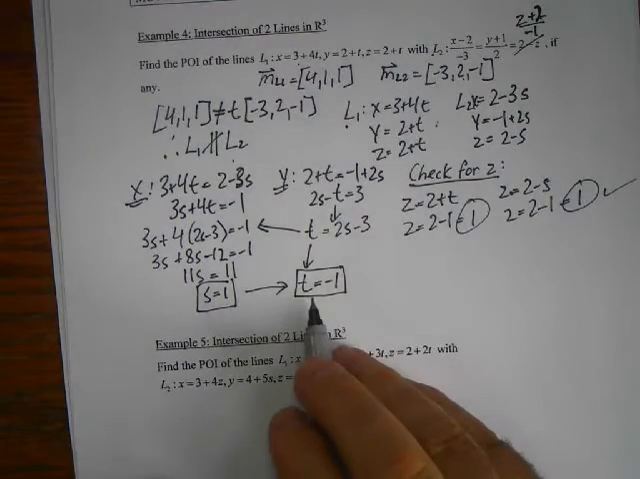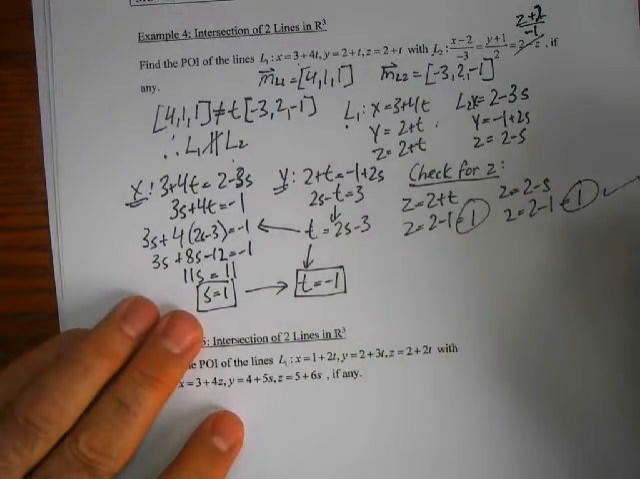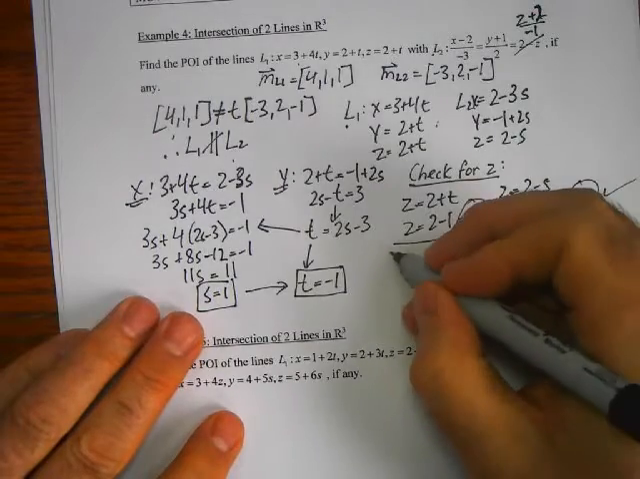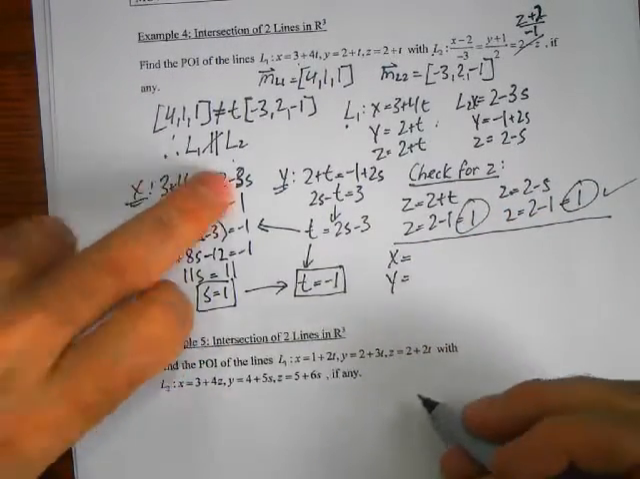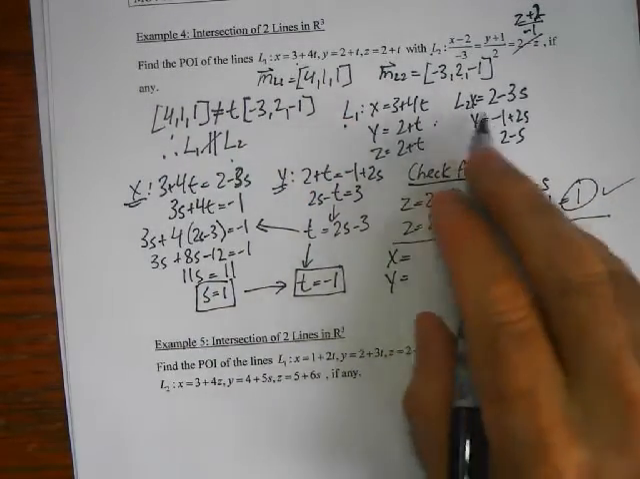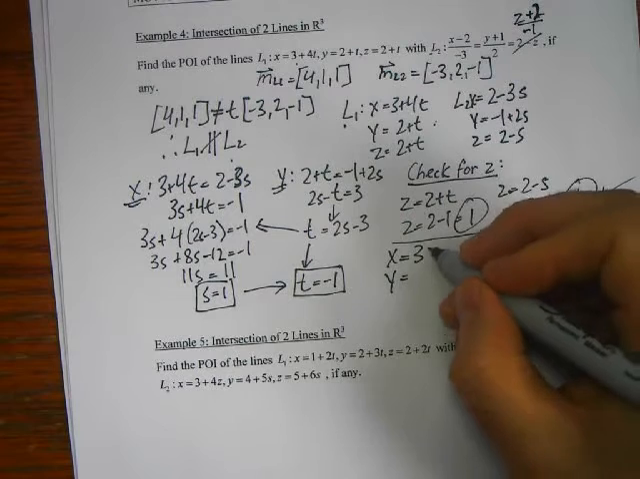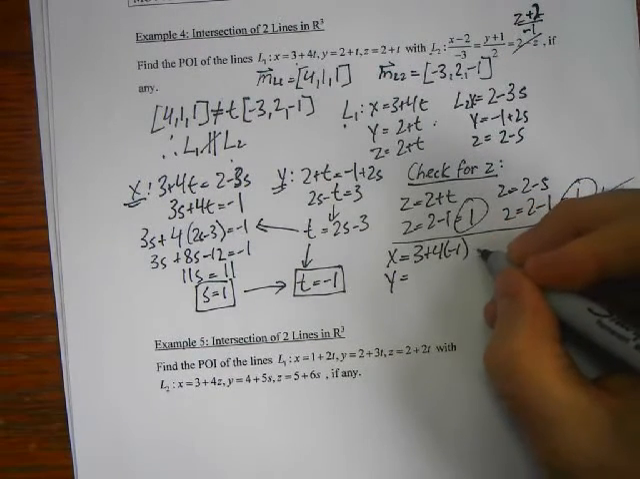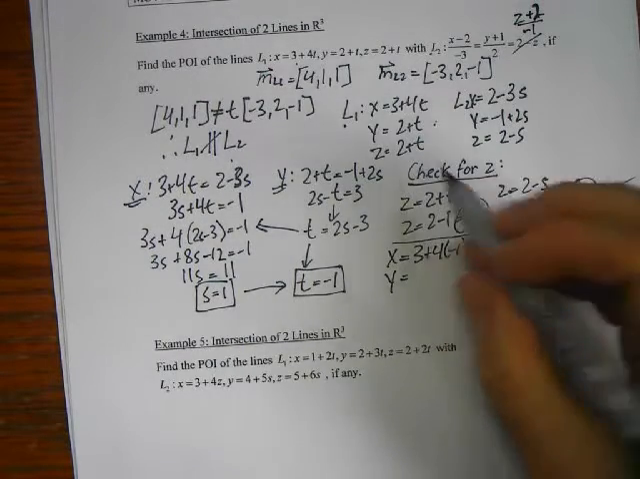We already know that z is equal to 1, but we need to find the x and y coordinates. To get the x and y coordinates, you can use either one of the parametric equations from the two lines. So we'll use the first one, 3 plus 4t. T was negative 1, so x equals negative 1. Y is 2 plus t. T is negative 1, so that's 1.